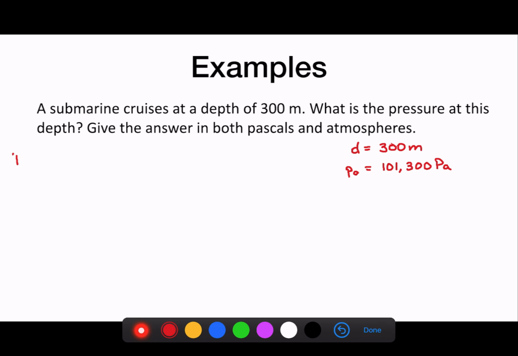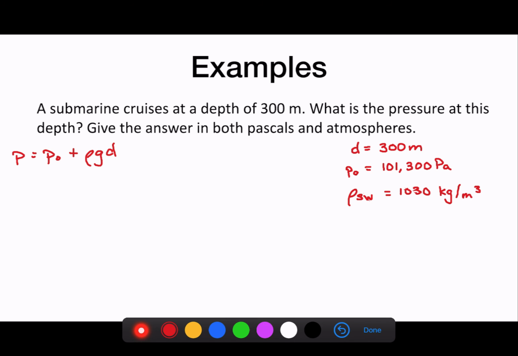And we can use our pressure equation to go through and analyze this problem. So the pressure at the depth that we're examining is equal to the atmospheric pressure plus the density of the water times g times the depth. If we go and look at our table, we see that the density of the seawater, since this is a submarine, we shouldn't assume that it's in a freshwater lake, we'll assume that it's in the ocean. So the density of the seawater is 1,030 kilograms per meter cubed.